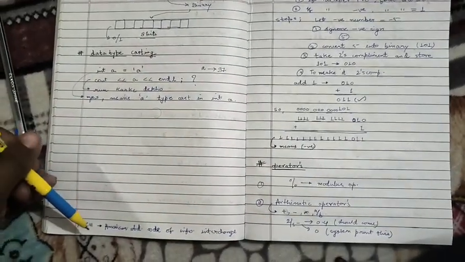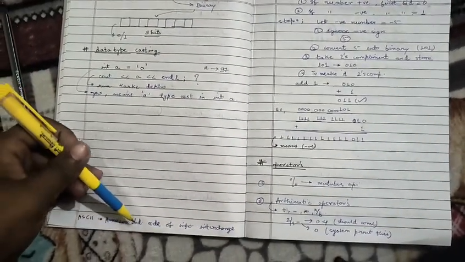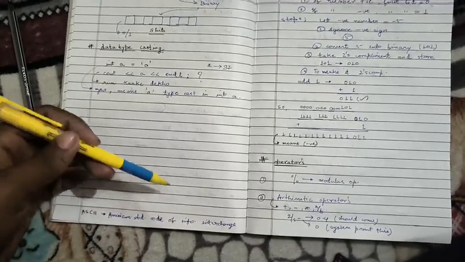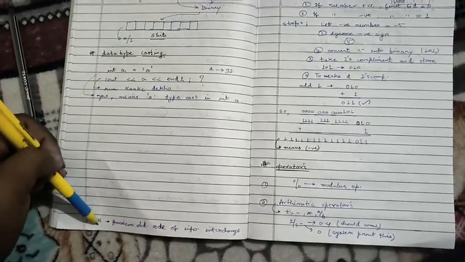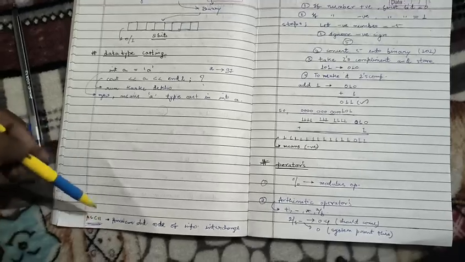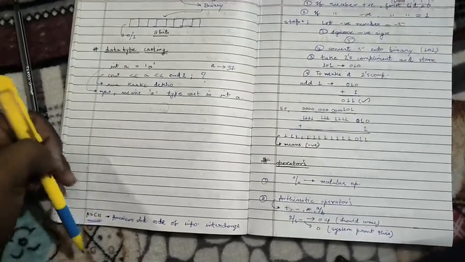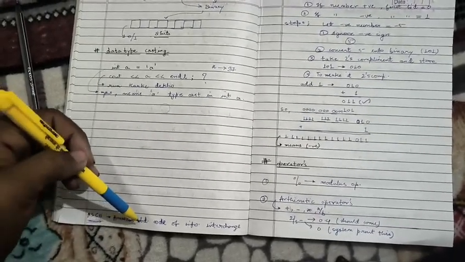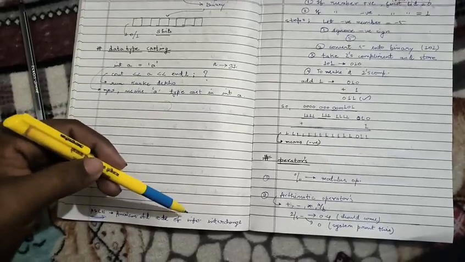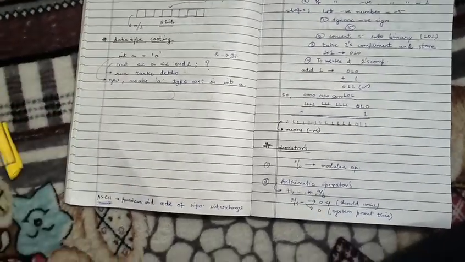What is ASCII? ASCII is basically the American Standard Code for Information Interchange. Ignore it, it is not of much use, but try to remember the full form. ASCII is the American Standard Code for Information Interchange.